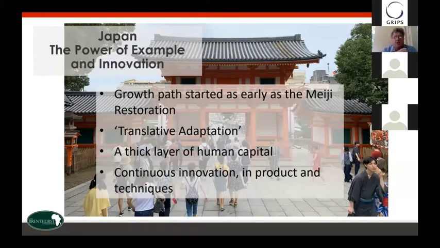An example which was dependent on a very thick layer of human capital, but also on openness to the outside world. I was recently listening to a presentation by the Malawi vice president where he said, basically, we need to come up with our own solutions. We don't want solutions from outside. Well, in fact, that's not the example of Asia.